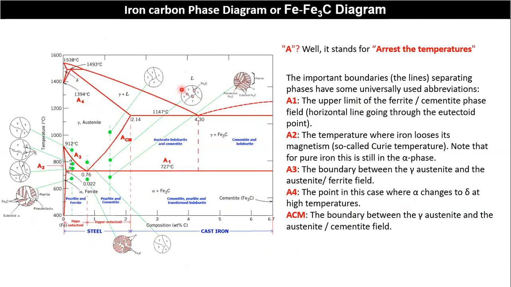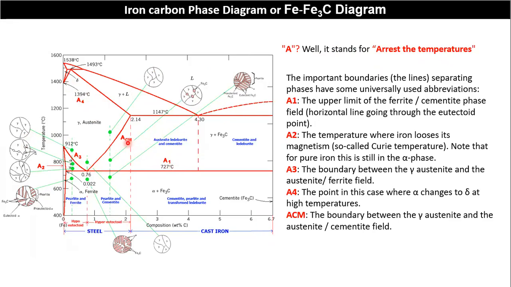Here we already discussed the liquid state and the solid state. In between there are so many mixed states available during solidification. But here some notations are available. See here: A2, A1, A3, A4, ACM lines. Those notations are most important. Here the temperature arrest nature is important. A stands for arrest of the temperature, that means to maintain the temperature. Which lines? A4 from this point, A2 from this point alpha ferrite, and A3, A1, ACM.